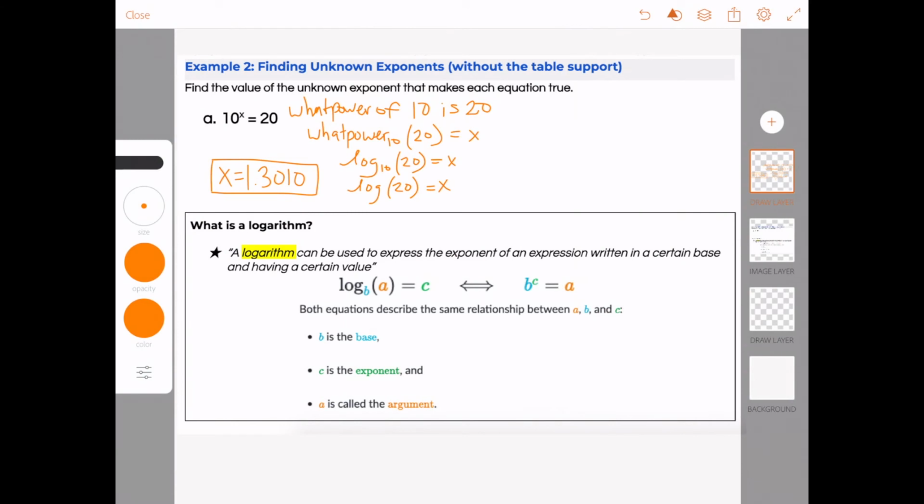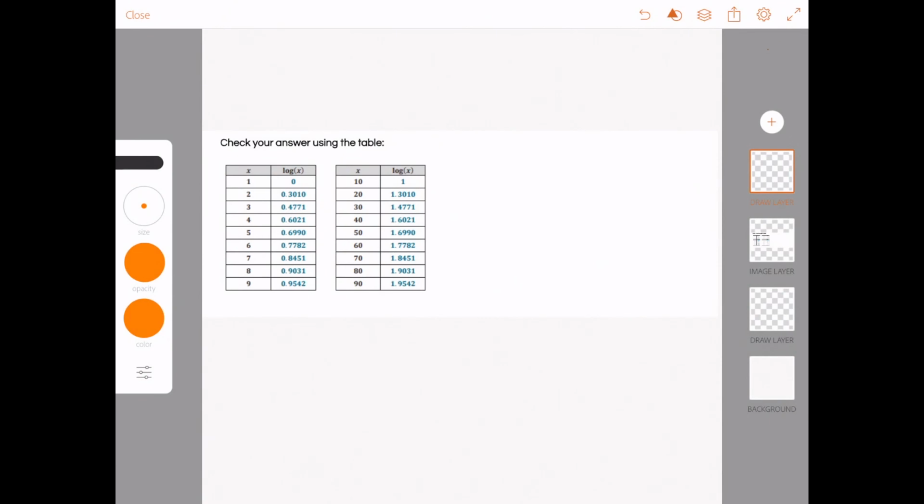Now this box says, what is a logarithm? And this is basically a shortcut. We were working through all those what power steps, but in the future you don't need to go through all of those steps. Instead, you can plug in the a, b, and c values to their corresponding spots in the logarithmic equation, and you will get your answer. Let's do that with our problem here. We have 10 to the power of x equals 20, and then we write log, and then base b, which is 10 here, and then 20 is in parentheses, that's our a value, equals x, which is our c value. And we're going to check our answer using this table, just to show you that you'll get the same answer using the table or a calculator.